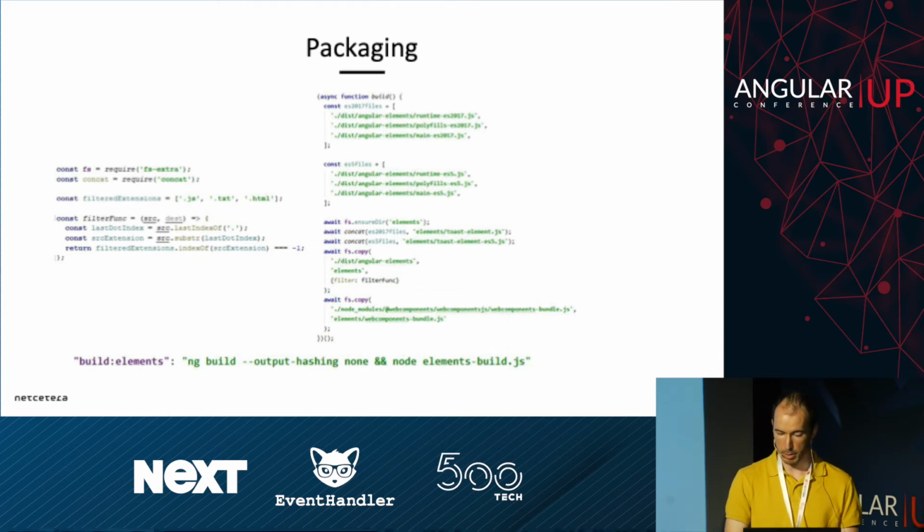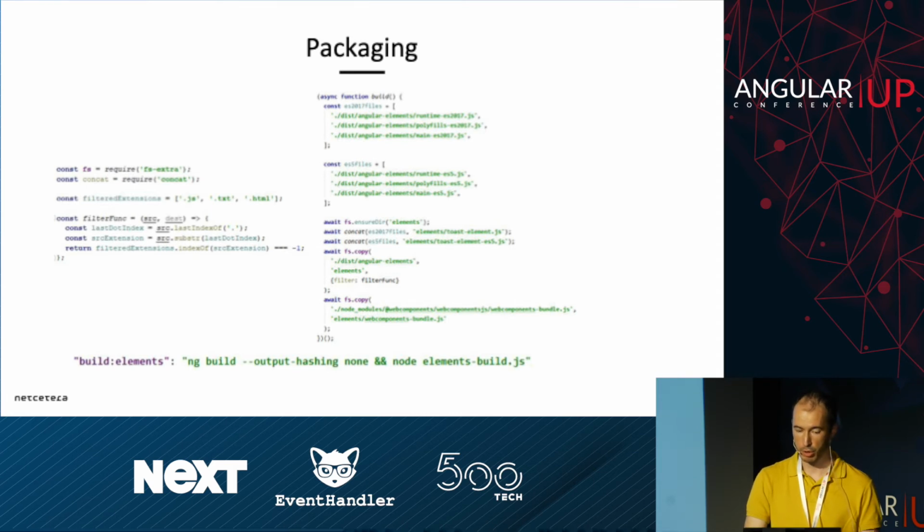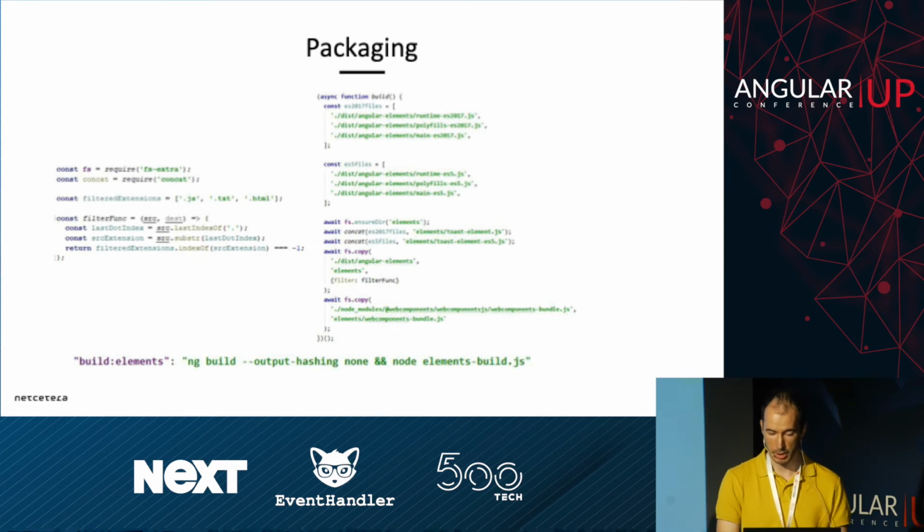And this last thing about web components bundles, we will get to that in a minute. The last thing here is, of course, to create a custom script inside package.json, build elements. What this does is basically a productive build without hashes, and then calls the elements build.js, which is the content that you have above.